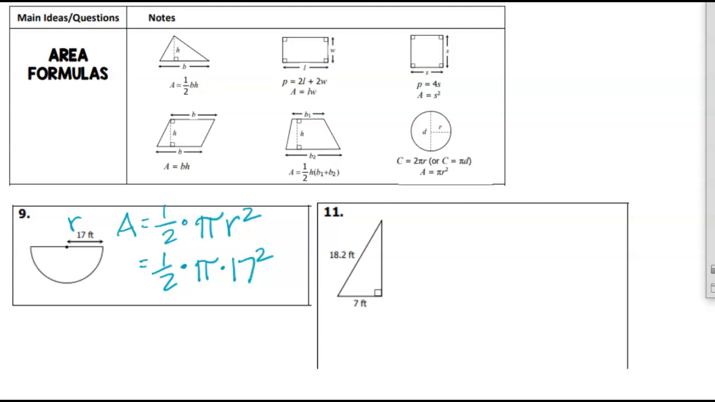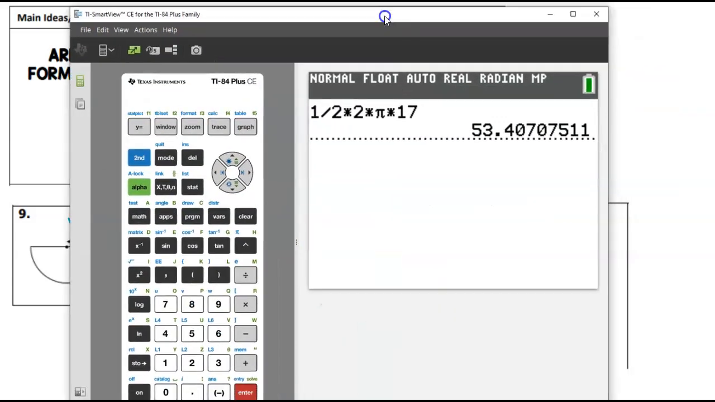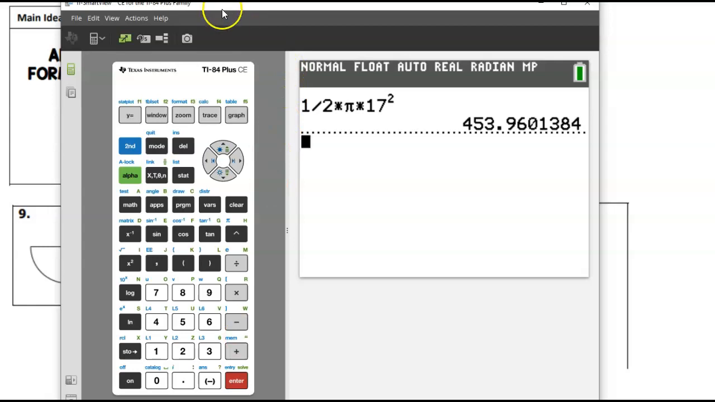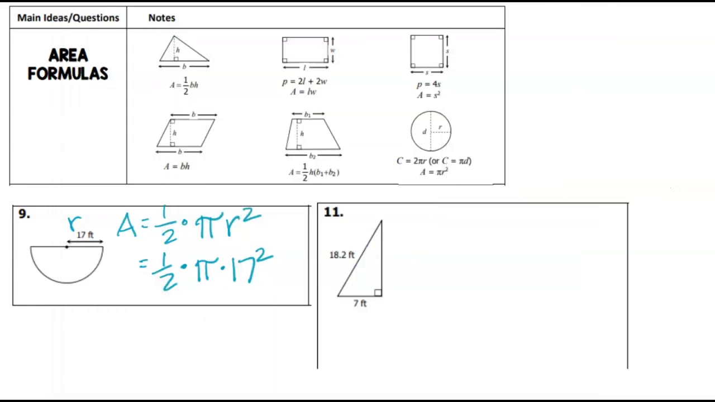All right, so here's my calculator here, and pi is actually above the caret. It is in blue, so I do have to push second, my blue button, to access it. So I'm going to do 1/2 times pi, so second caret brings up my pi, times 17, and then I do have my squared button, x squared right here. This raises it to the second power for me, and I get 453.96. That is going to be feet squared.